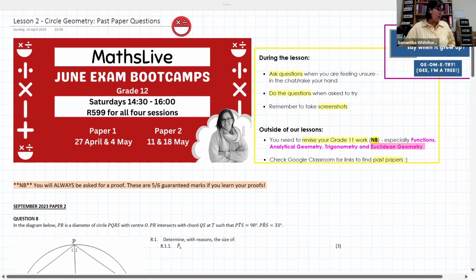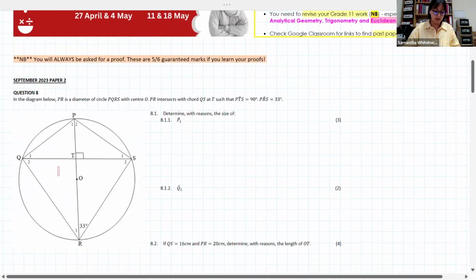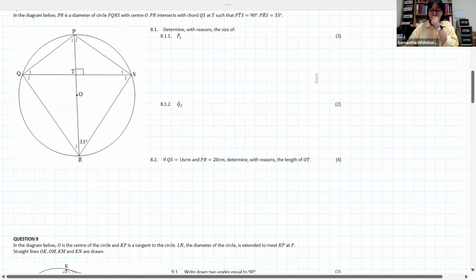Okay, I was umming and ahhing about what we should do first, but let's just start nice and easy. Oh, excuse me, frog in my throat.